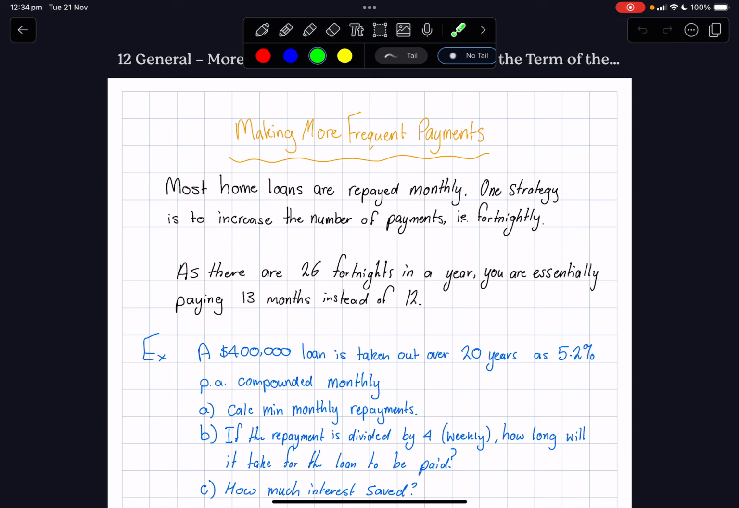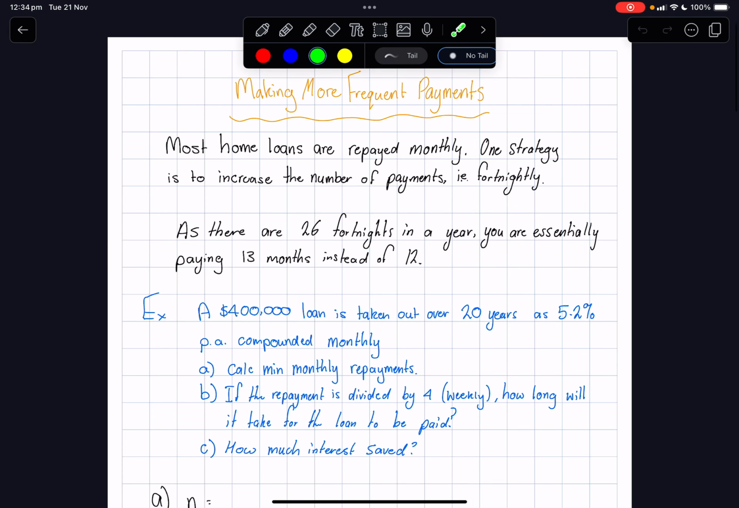The first one we're going to look at is making more frequent payments. Most home loans are repaid monthly. One strategy is to increase the number of payments to fortnightly or weekly. As there are 26 fortnights in a year, you're essentially paying 13 months in a year instead of 12, so you're going to pay the loan off faster, which means you're going to pay less interest. Let's have a look at this in terms of an example.